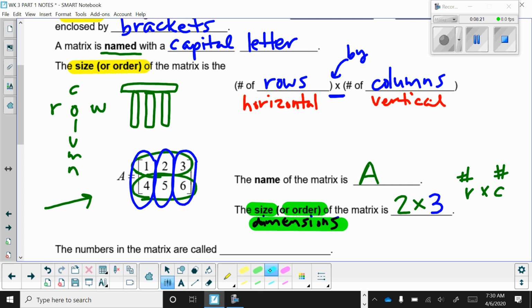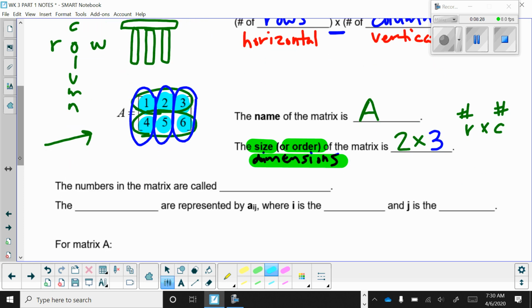6, right? There's 1, 2, 3, 4, 5, 6. Well, those are each individual positions in that matrix. What we call those is, well, you could call them position, but technically what we're going to call them is entries. So the numbers in the matrix are called entries. The entries are represented by A subscript ij.